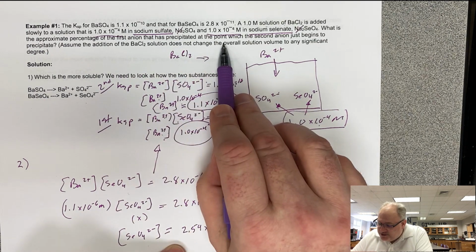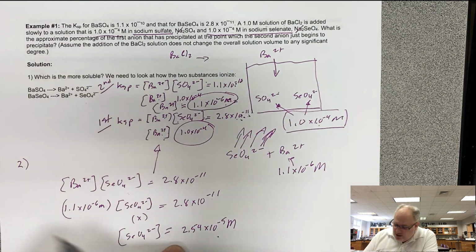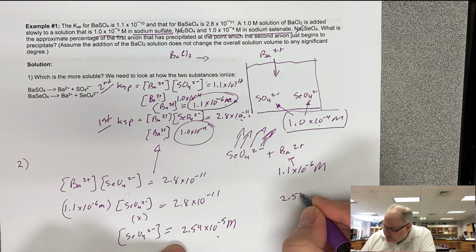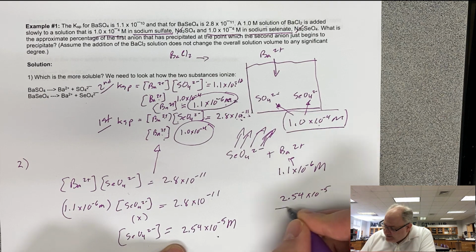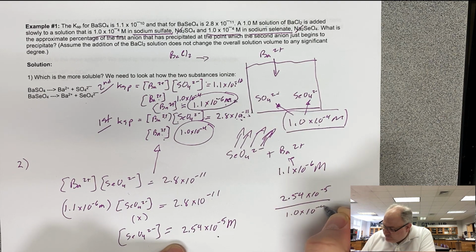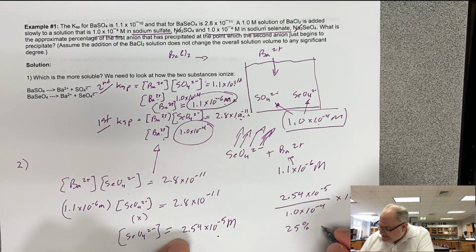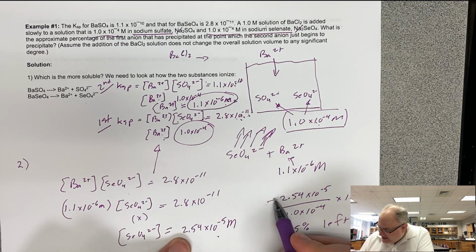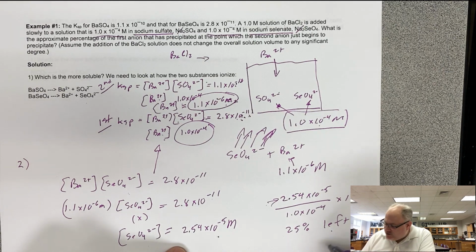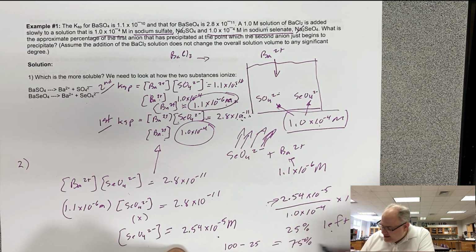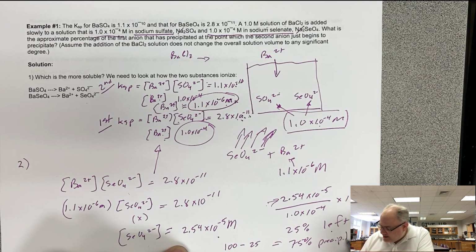Don't they ask you for the percentage of the ion that is precipitated? So couldn't we go like this: 2.54 times 10 to the negative 5 divided by 1.0 times 10 to the negative 4, times 100. If you do the math on that, you're going to discover that 25% is what is left, because that's the amount that's left. They don't ask you how much is left. They ask you what percentage has precipitated. So you're going to have to go 100 minus 25, which is equal to 75% has precipitated out of the original amount.